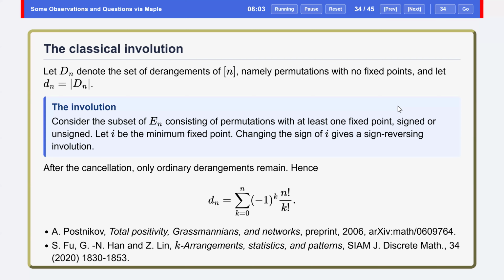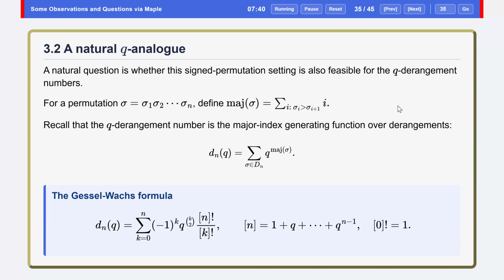And interestingly, the definition or the object of extended permutations, with fixed points that can carry a minus sign, has appeared in the following two papers. And then we can move on.